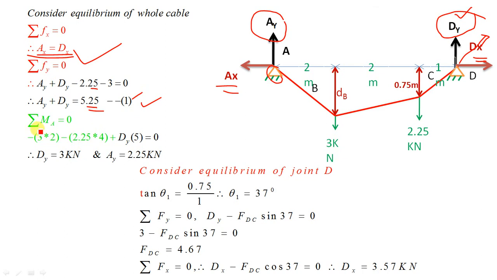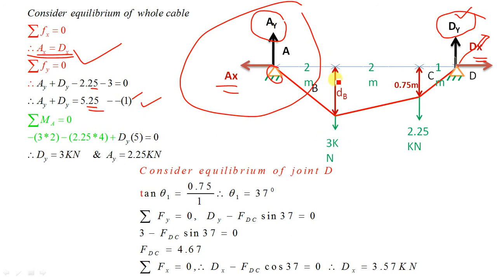Then we have to take the moment about point A. Here we have to take the moment. So what is the moment? Force into distance. Now here I have chosen a different sign convention. Here I have chosen clockwise as negative.